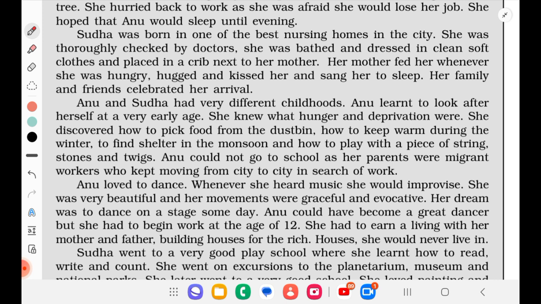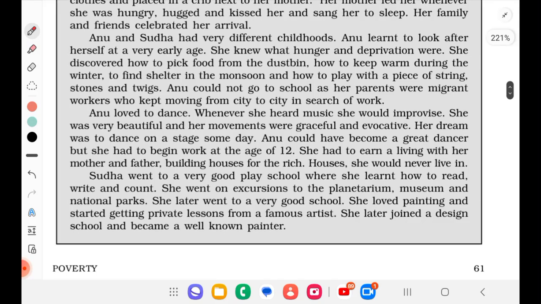Anu learned to look after herself at a very early age. She knew what hunger and deprivation were. She discovered how to pick food from the dustbin, how to keep warm during the winter, how to find shelter in the monsoon, and how to play with pieces of string, stones, and twigs. Anu could not go to school as her parents were migrant workers who kept moving from city to city in search of work. Anu loved to dance. Whenever she heard music, she would improvise. She was very beautiful and her movements were graceful and evocative.